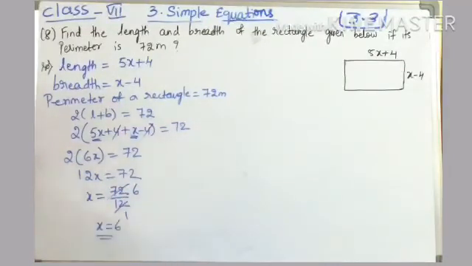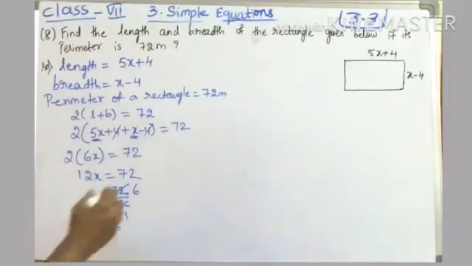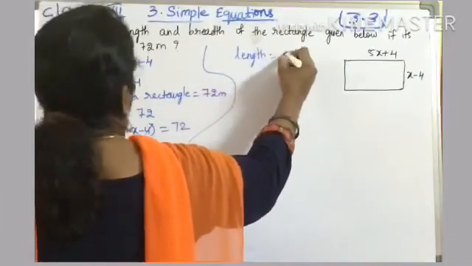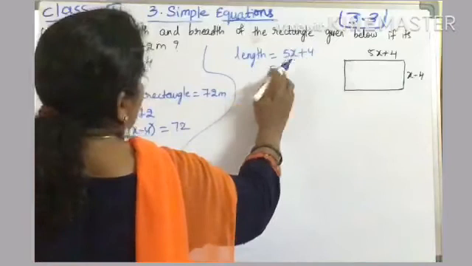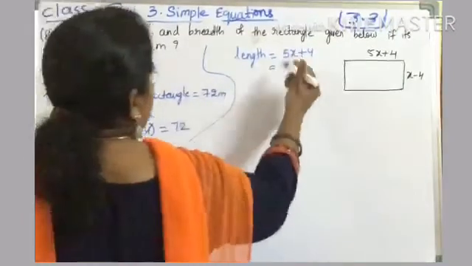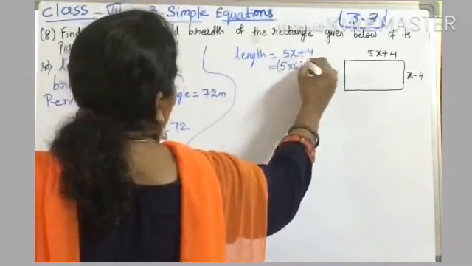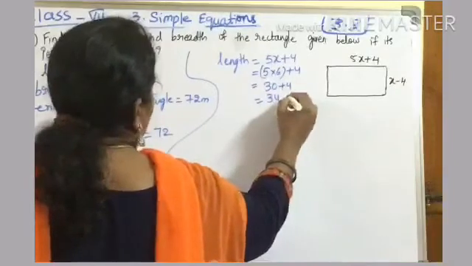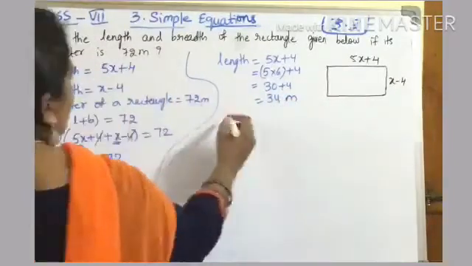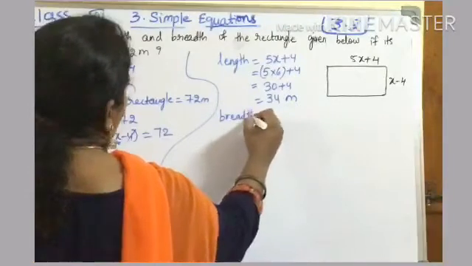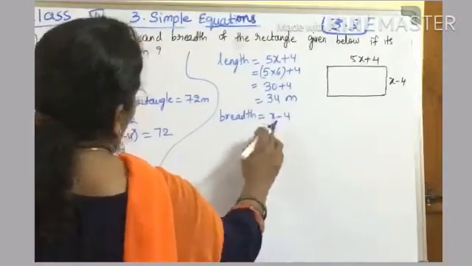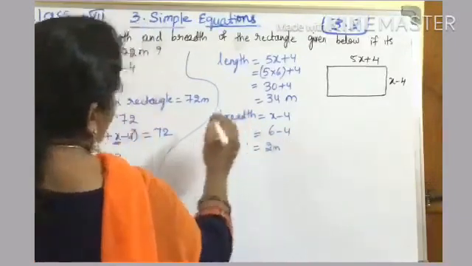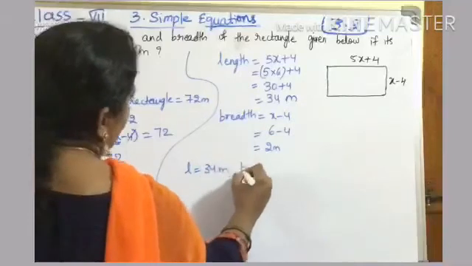Now here we will find the length and the breadth. Length is 5x plus 4. Substitute x equal to 6 in place of x. So 5 into 6 plus 4. 5 sixes are 30, 30 plus 4 is 34 meters. Here they gave meters. Now coming to breadth. Breadth we took as x minus 4. x you got here is 6. 6 minus 4 is 2 meters. So length you got 34 meters, breadth you got 2 meters.